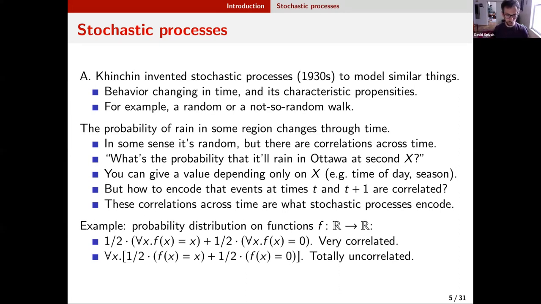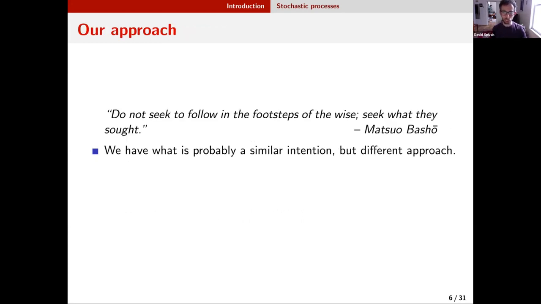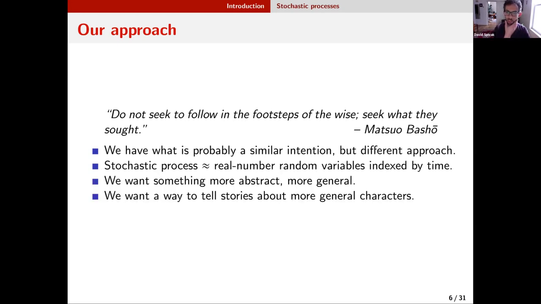Okay, so this is, by the way, I'm not at all an expert on stochastic processes, so this is kind of how I think of them in my very naive way. So our approach is not to exactly try to implement stochastic processes categorically, but to do what we think they may have been seeking, which is to just think about a way of telling stories about more general characters. Being able to talk about correlations through time or space or whatever of sheaves or of story snippets.